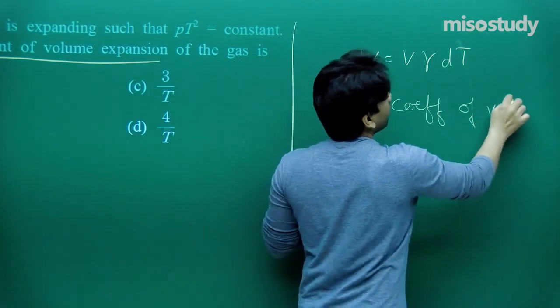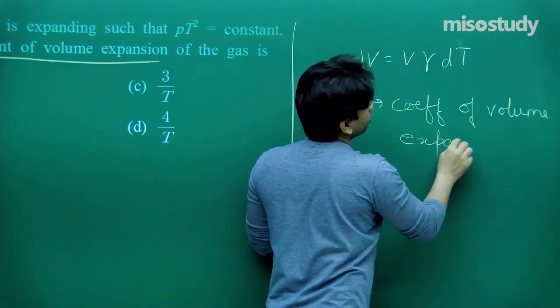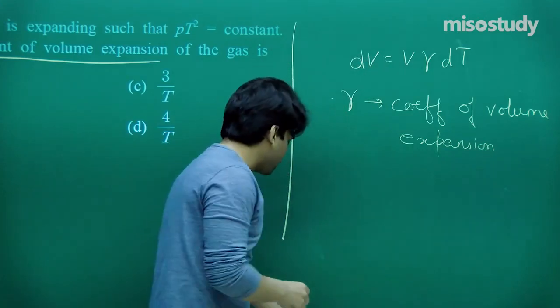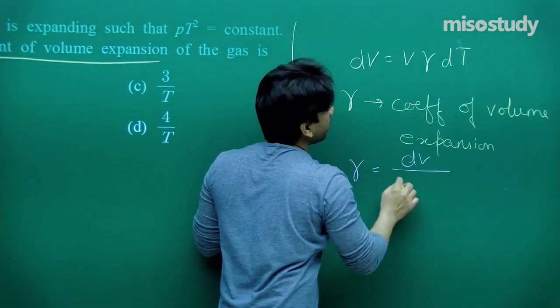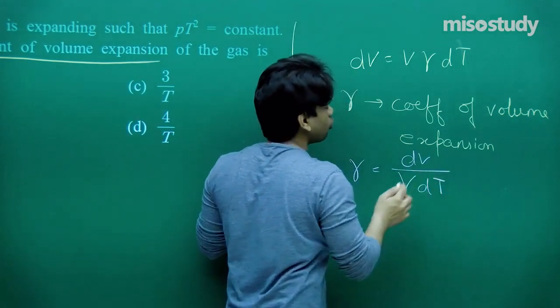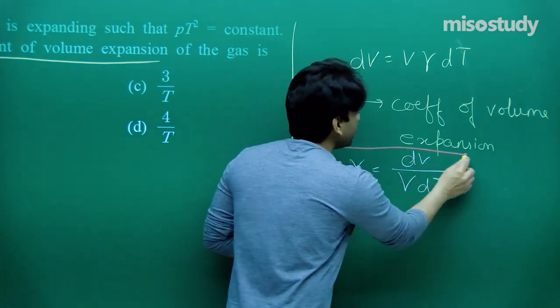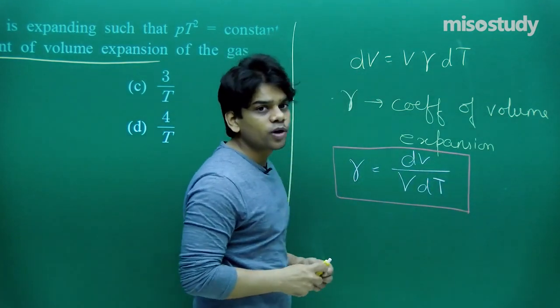A small change in volume is equal to V gamma dT, where gamma is the coefficient of volume expansion. This is what we have learnt in our regular session. Gamma is the coefficient of volume expansion. Next, gamma can be written as gamma is equal to dV by V dT. This is what we obtain for the value of gamma. So in any way, if we have a relation like this, we can evaluate the value of gamma.